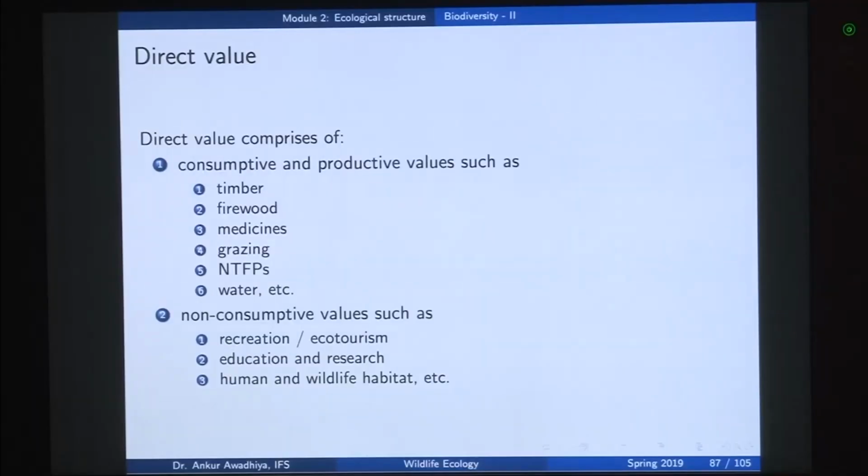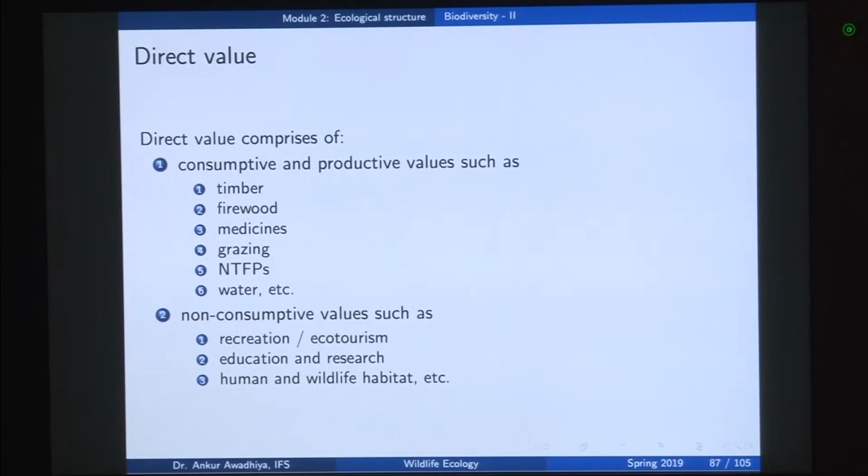Now consumptive value is a benefit that we derive when we are consuming a resource. In this case, consuming a resource means that if I use a particular resource, then it is not available to be used by somebody else. So for example, if we have biodiversity in the form of forests, forests will have a number of trees. With those trees we can derive timber, fuel wood, firewood, medicines, we can have access to fodder, non-timber forest produce, water and so on. But these are known as consumptive values, because if I take timber out of a forest, then that timber is something that I can use, but any other person cannot make use of the same timber.